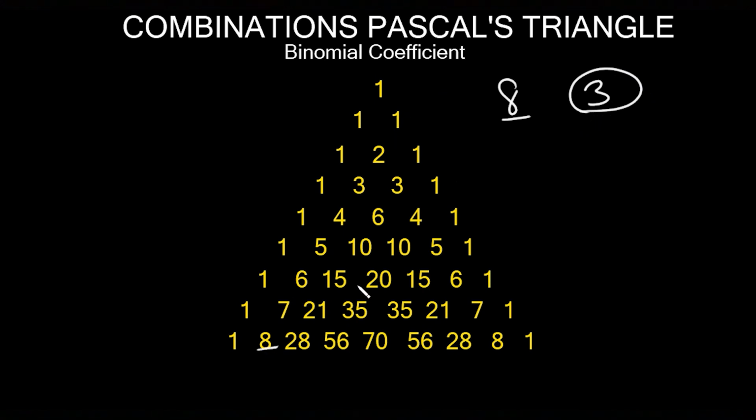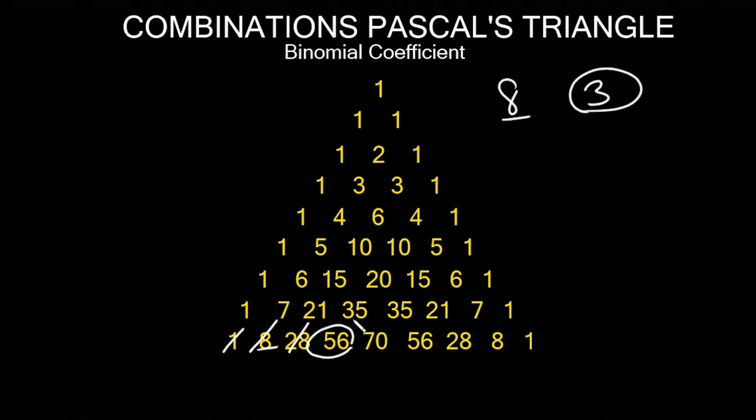Here's my 8. All I have to do now is count to 3. And again, you're starting at 0. So 0, 1, 2, and 3. Here we go. So there are 56 different combinations you could have based on this scenario, okay? So if you have 8 cars and only a 3-car garage, you have 56 different combinations that you could create here, all right? Let's go ahead and take a look at our last problem.